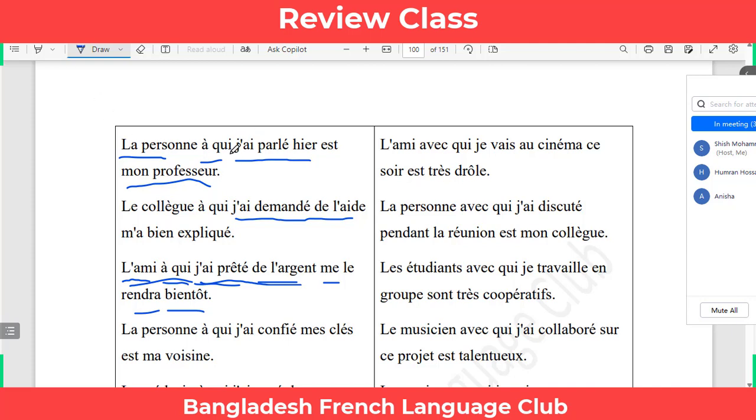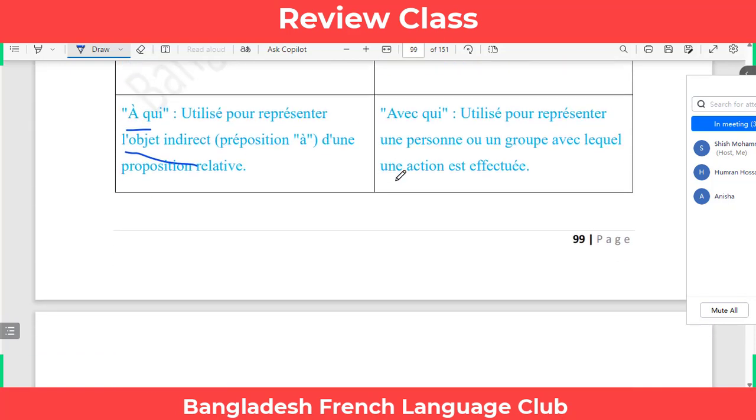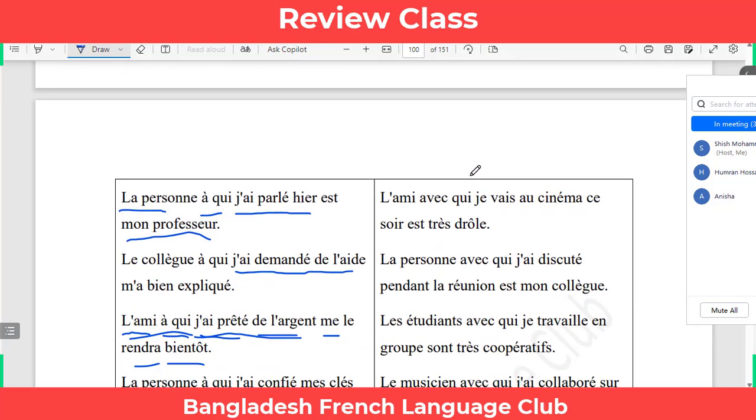To whom, we need to translate to whom. And avec qui is maybe almost the same, utilisé pour représenter une personne ou un groupe avec lequel une action est effectuée. It is used to represent a person or a group with whom the action is done.